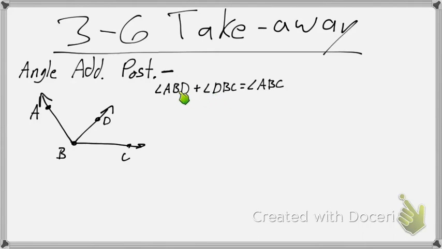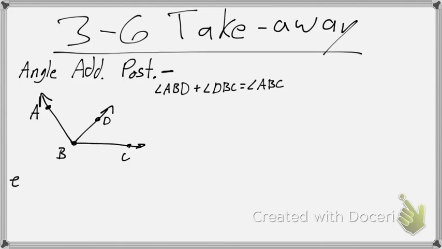If you're just hearing me say all that without looking at what I'm talking about, it's going to be very confusing. Angle ABD plus angle DBC equals angle ABC. I don't even know what I said. But when you look at it, it should make sense. This angle plus this angle equals the whole thing. That should make perfect sense.